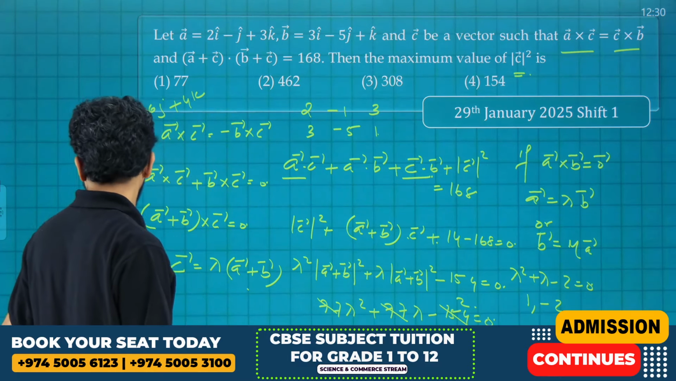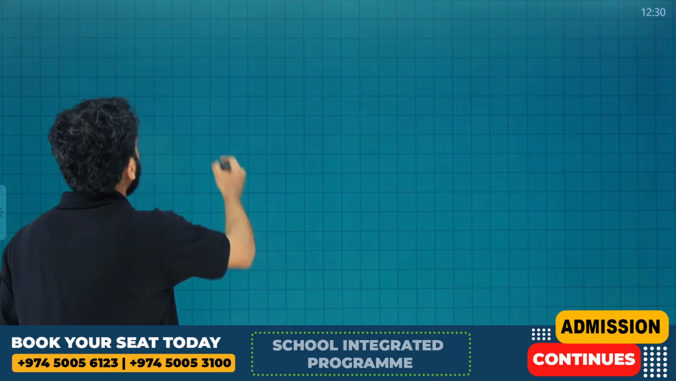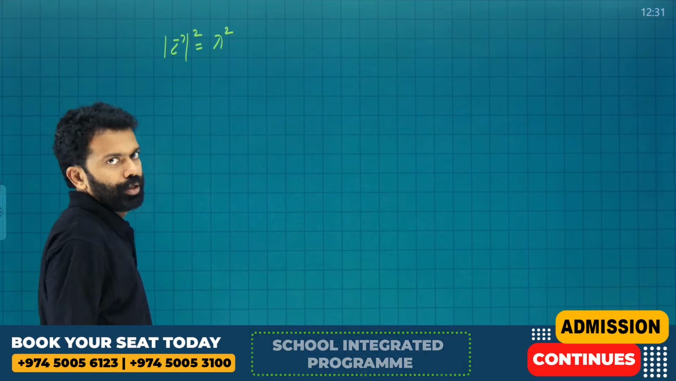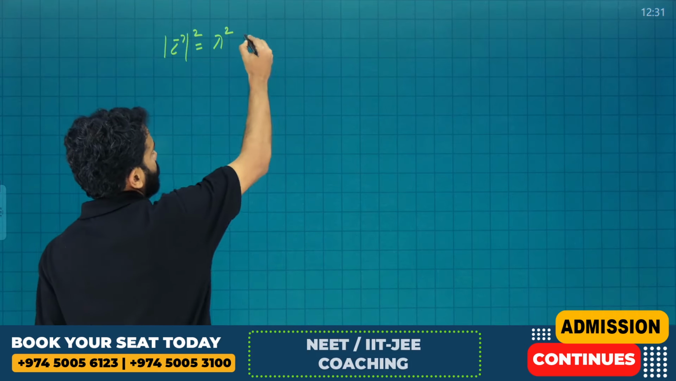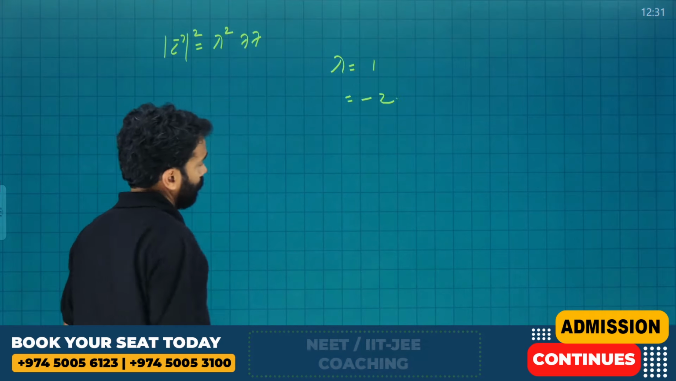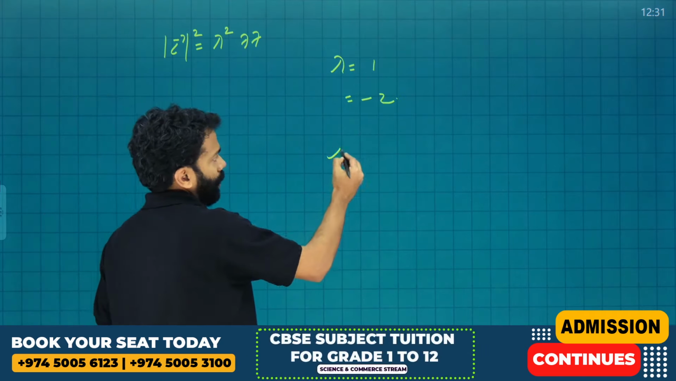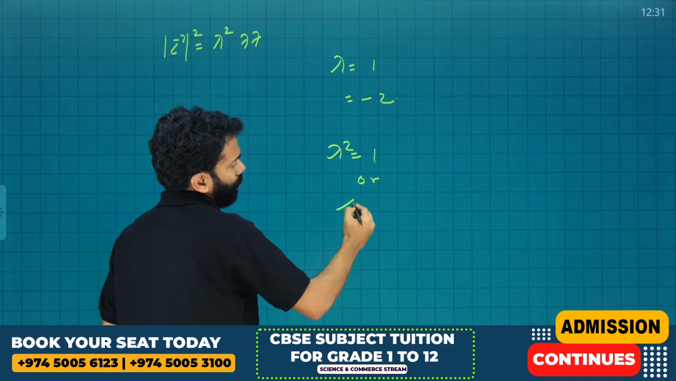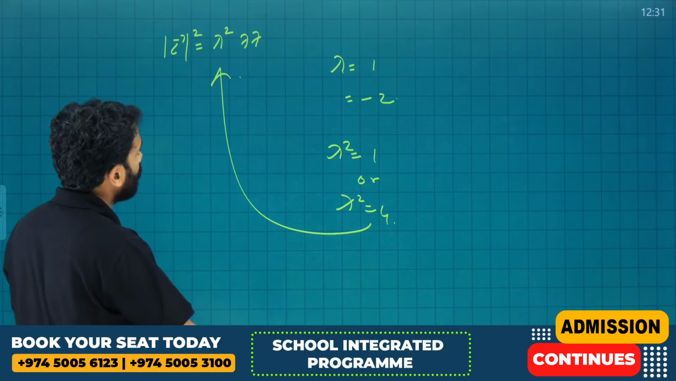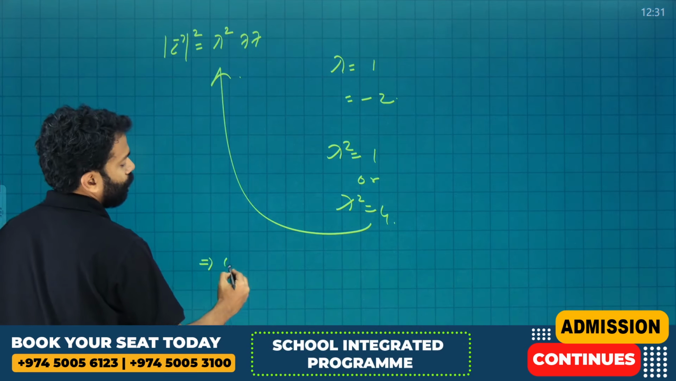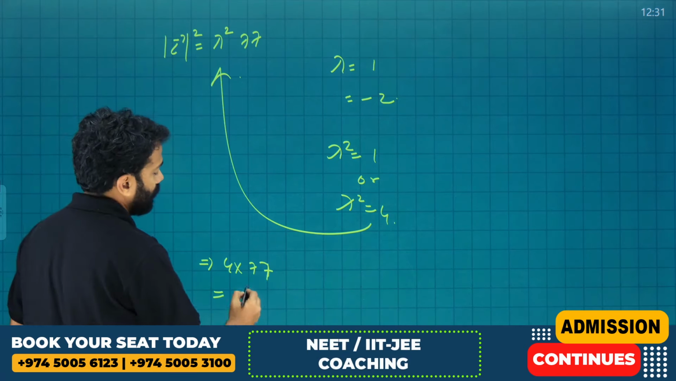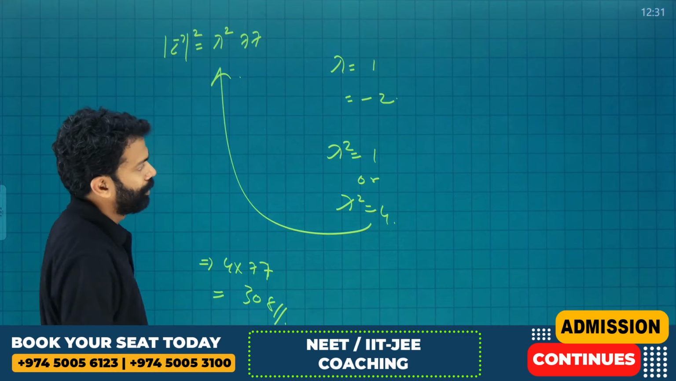Magnitude of c square is equal to lambda square into magnitude of vector A plus vector B whole square, that is 77. Okay, lambda has two values, 1 and what? Minus 2. But you are squaring lambda, right? That is, lambda square is equal to 1 or lambda square is equal to what? 4. Assigning 4 here only, you will get the maximum value. That is, the maximum value of magnitude of c square is 4 into 77, that is 308. Okay, 308 is the maximum value of magnitude of c square.